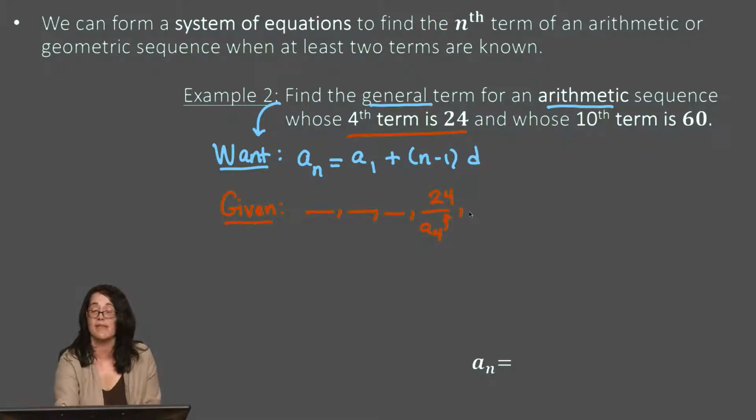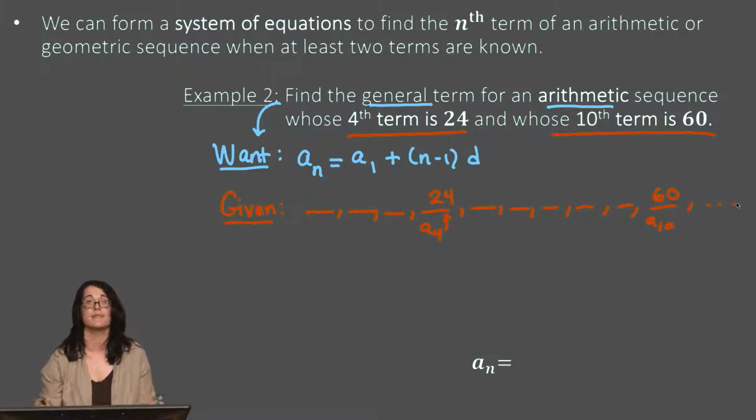They haven't told me anything else except that my 10th term is 60. So maybe you already know the answer, but don't tell anybody yet. The 5th term, the 6th term, the 7th, 8th, and 9th, we don't know, but we know the 10th term. The 10th term is a 60, and it continues like that. That's the situation here. We've been given 2 specific terms of this arithmetic sequence.